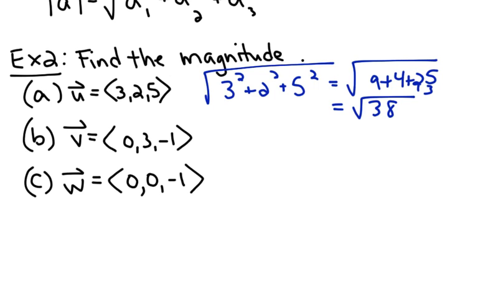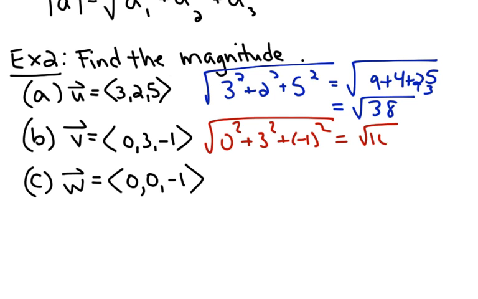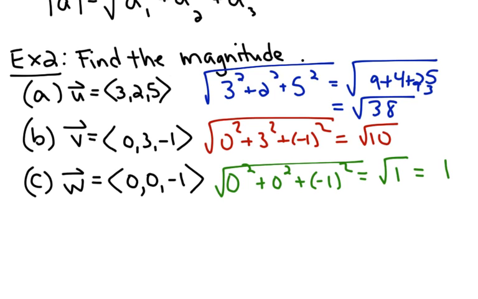For vector v, 0 squared plus 3 squared plus negative 1 squared is going to be 9 plus 1, which is 10, so it's going to be the square root of 10. For vector w, 0 squared plus 0 squared plus negative 1 squared, it's going to be the square root of 1, which is 1.